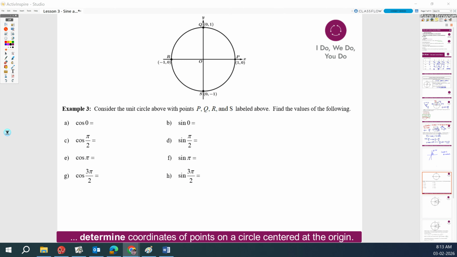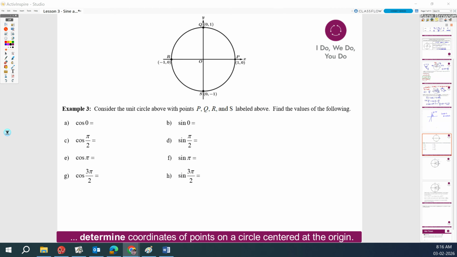Okay, individually now, copy down the diagram and fill in and complete the values. Take 3 minutes for this one. These values are quite easy, we need to pull them up fairly quickly.